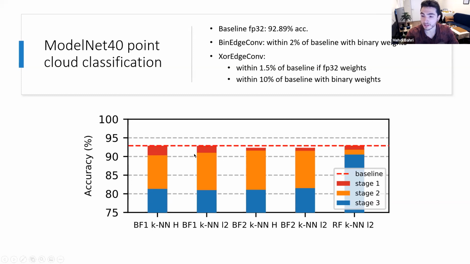And here we can see the baseline and the different stages of the different models. So here we have XOR-Edge-Conv models. BF means binary graph features trained using Hamming distance KNN search, L2 KNN search, and same here for the second variant. So we tried here the two different orderings for batch normalization and the Bin-Edge-Conv model.